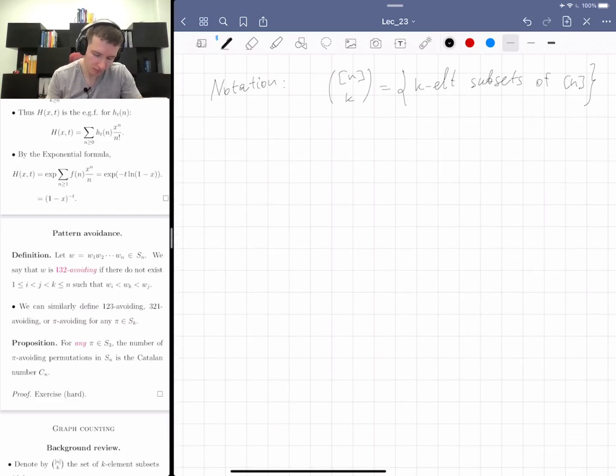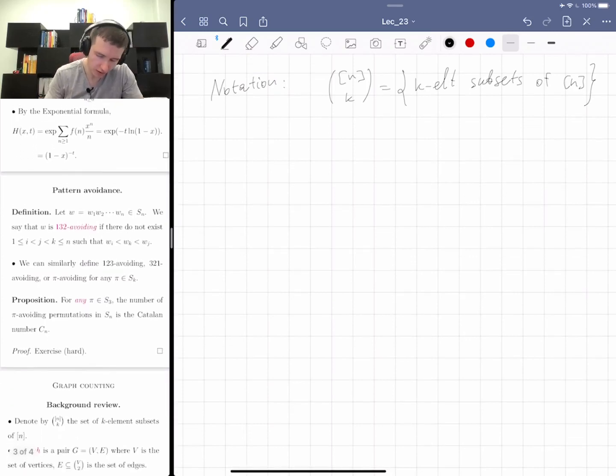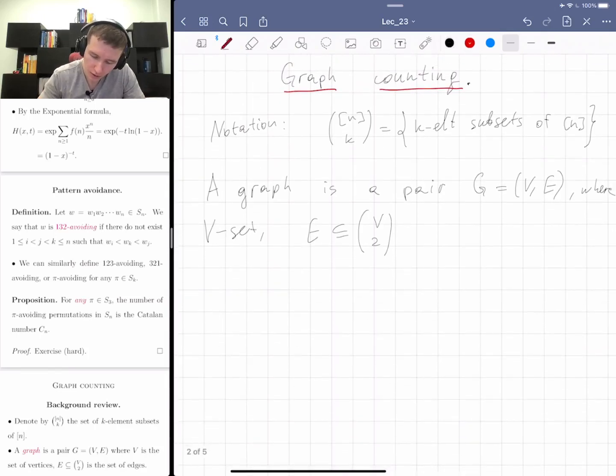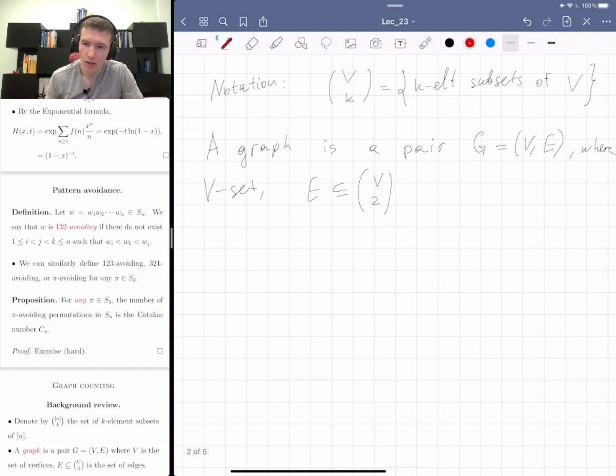So here's a graph, which is a very simple thing. Mathematically speaking, a graph is just a pair G = (V, E), where V is a set of vertices, and E is a subset of V choose 2. So maybe instead of bracket n I should write V. What is bracket n? Bracket n is the set of integers 1, 2, all the way up to n.